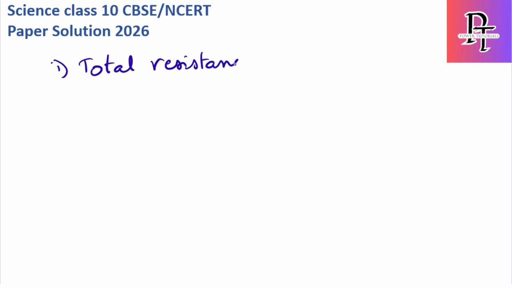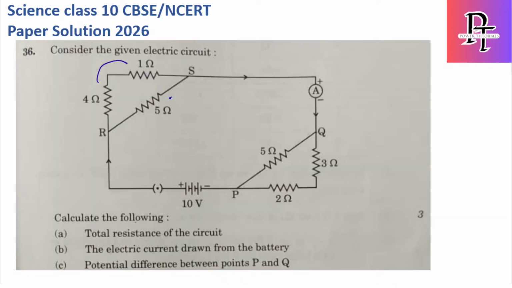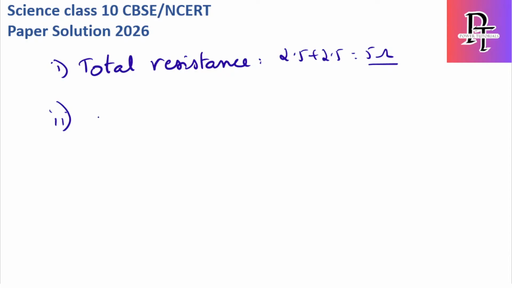first answer is how much? 2.5 plus 2.5, because in series you just add them, so the resultant is 5 ohms. What about the second question? The electric current drawn from the battery. Second, electric current.